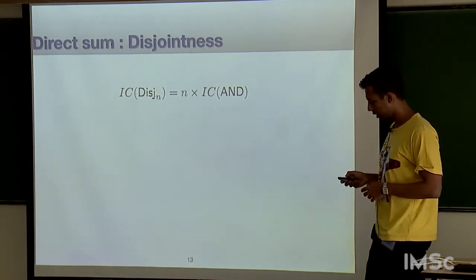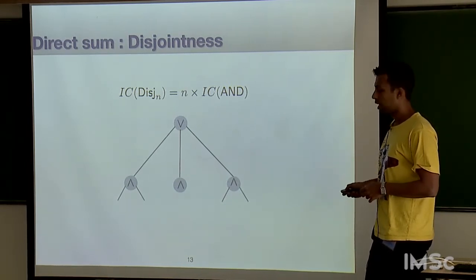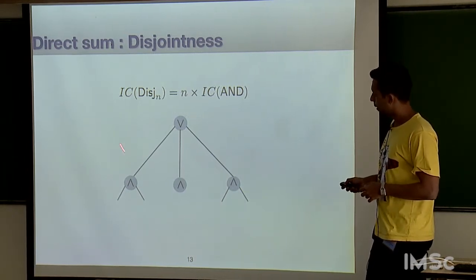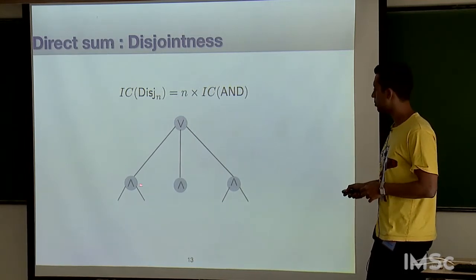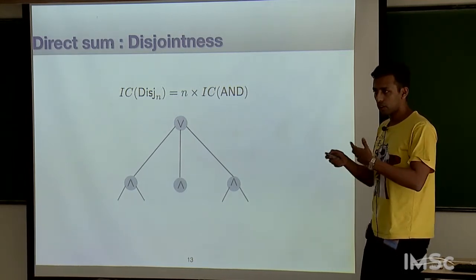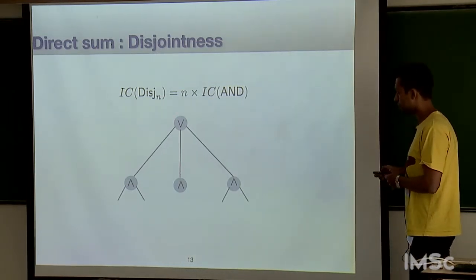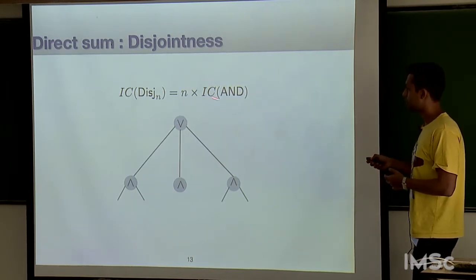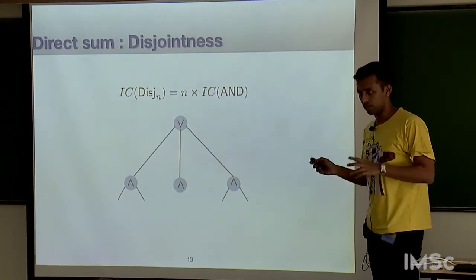Why do I want to say that? Because look at the structure of disjointness. It's an OR of ANDs, and there are n such ANDs. If I can say that for computing this disjointness, you have to compute all the ANDs, that's the notion I want to convey by making this statement. After making this statement, the only thing that needs to be done is to bound the information complexity of AND. And if we can show a constant lower bound, then we are done, sort of.